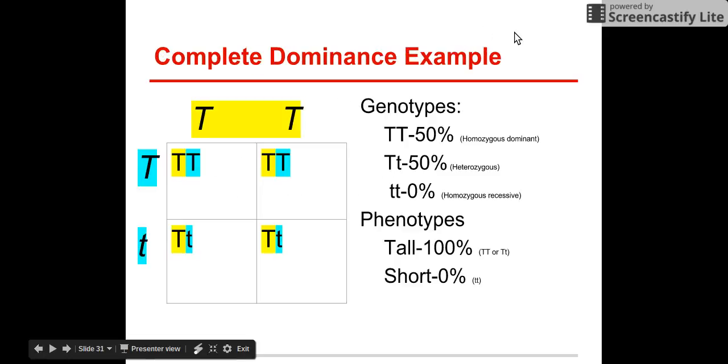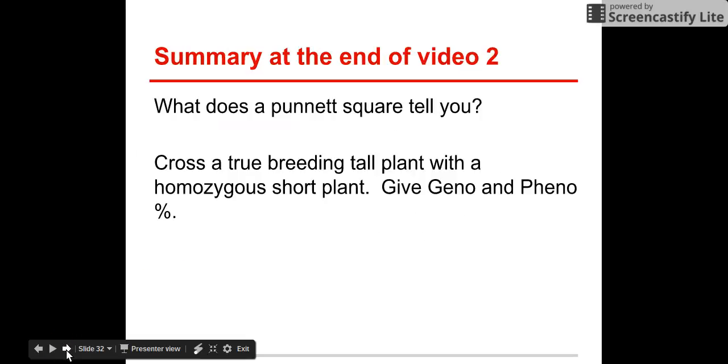I want to see something like this. All right, I want to see the full Punnett square and all the genotypes and phenotypes. Even if it's 0%, I want to see the possible genotypes and phenotypes out of that trait, not necessarily out of that cross.